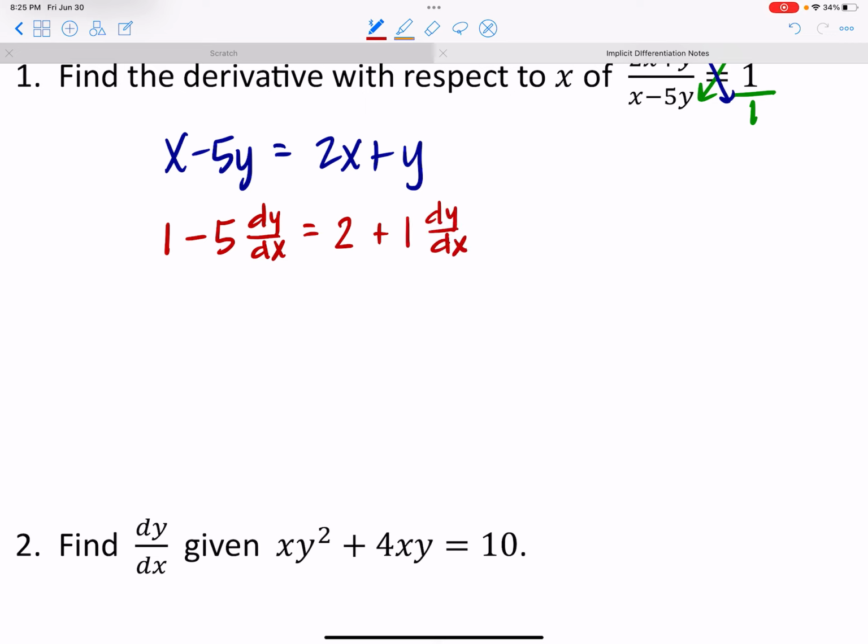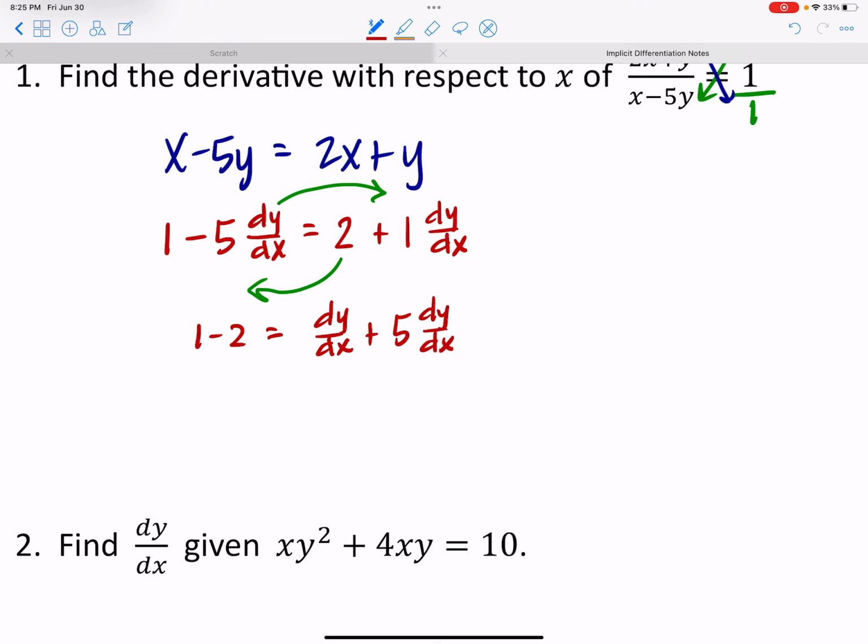So anything with the dy dx we want on one side, and anything without we want on the other. So what I'm going to do is move a couple of my terms and rearrange my equation a little bit here. I'm going to move this term to this side by adding it over, and I'm going to move this term to the other side by subtracting it over. So I have on the left here the 1 minus 2, and on this side I have the 1 dy dx plus I brought over the 5 dy dx.